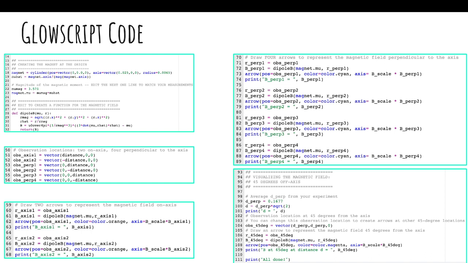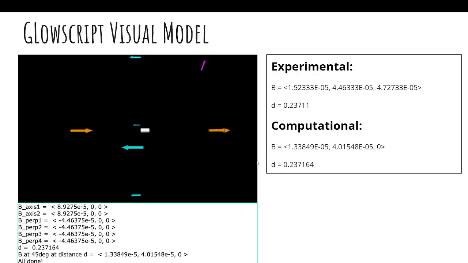For my GlowScript code, I first created the magnet at the origin and then found the magnetic moment. I used the Biot-Savart law to create a function for the magnetic field, and then I defined the observation location for the on-axis and the off-axis, and then I coded 2 arrows to represent the magnetic fields on the on-axis, and then 4 for the off-axis, or perpendicular to the axis, and I created an arrow to represent 45 degrees from the axis. And so in the visual, you can see that the orange arrows represent the magnetic field on-axis, while the cyan arrows represent the off-axis one, and then the purple one is the 45-degree angle.